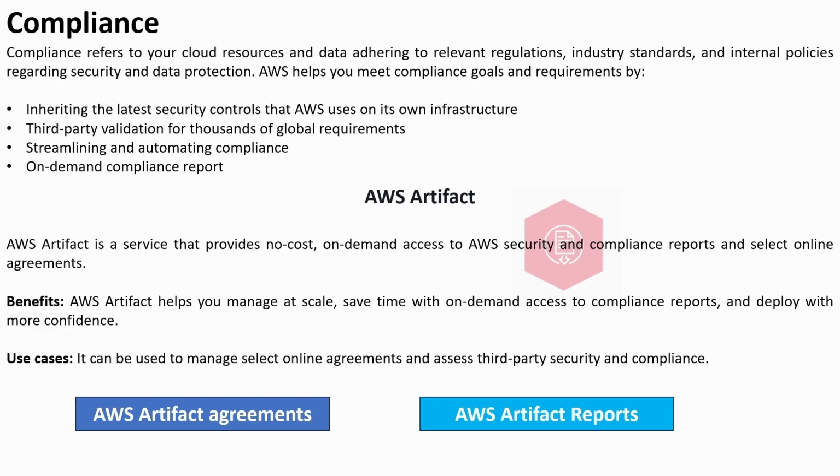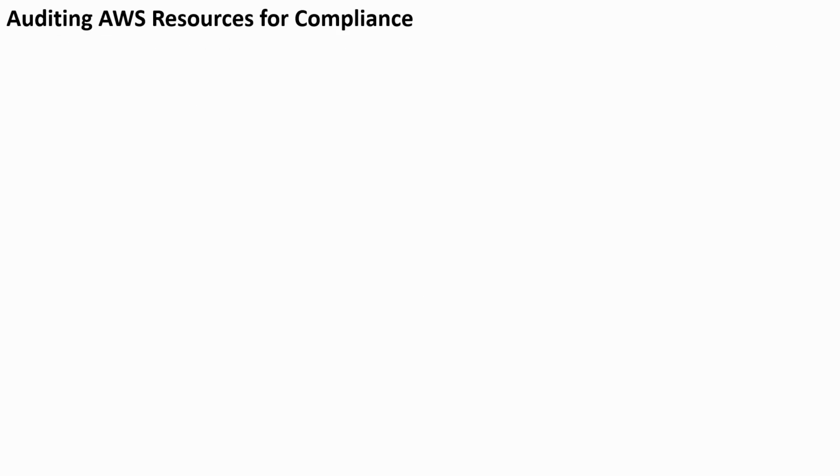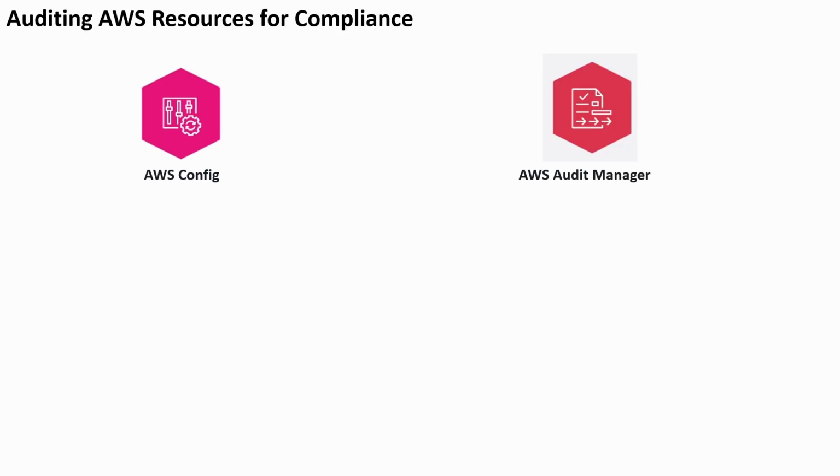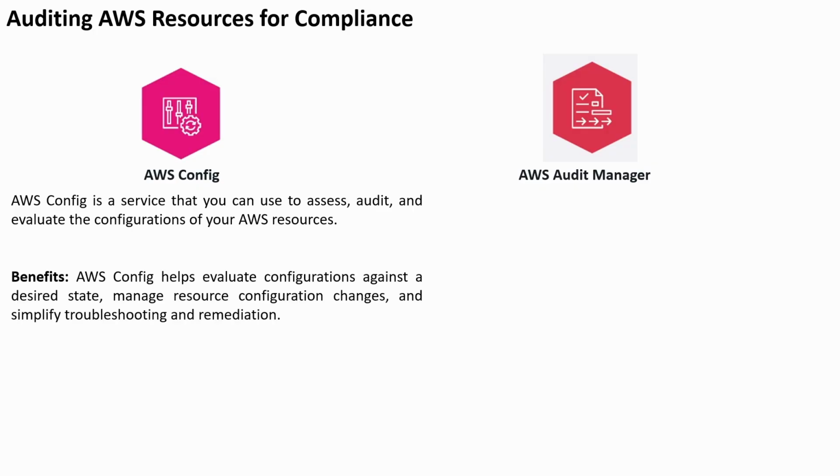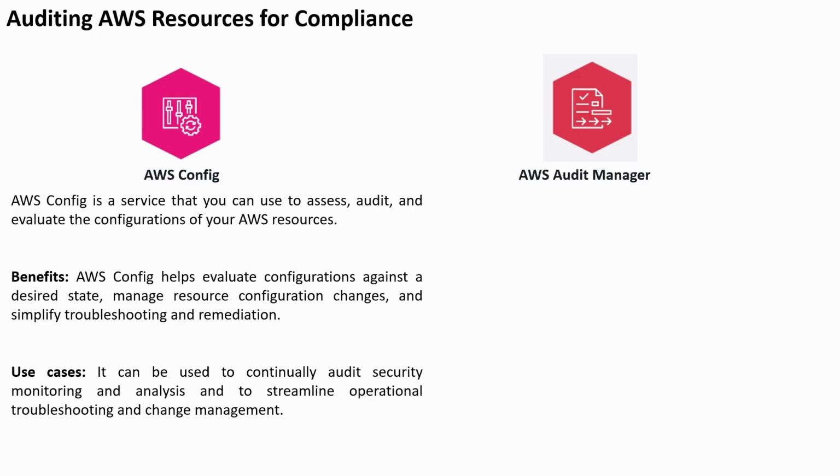Now let's talk about auditing AWS resources for compliance. For that, we have AWS Config and AWS Audit Manager. Config is a service that you can use to access, audit, and evaluate the configurations of your AWS resources. If we talk about benefits, Config helps evaluate configurations against the desired state, manage resource configuration changes, and simplify troubleshooting and remediation. If I talk about use cases, it can be used to continually audit, for security monitoring and analysis, and to streamline operational troubleshooting and change management.